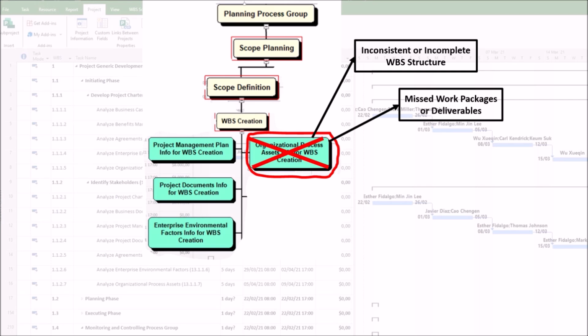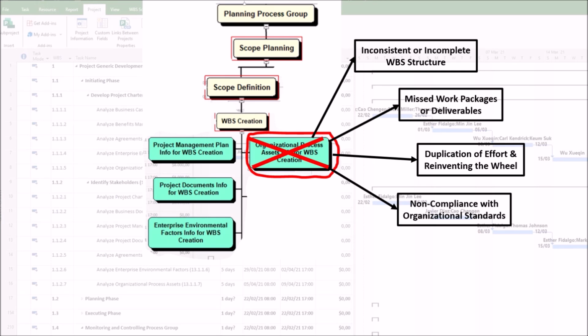2. Missed work packages or deliverables. Ignoring historical WBS examples increases the risk of omitting critical components. As a result, we may have scope gaps, rework, and potential project delays. 3. Duplication of effort and reinventing the wheel. Failing to use lessons learned or best practices means repeating past mistakes, such as improper decomposition levels. As a result, we may have wasted time, higher costs, and avoidable errors. 4. Non-compliance with organizational standards. Overlooking policies or WBS guidelines, such as mandatory control accounts and numbering systems, may lead to non-compliance. As a result, we may have difficulty integrating with earned value management or other tracking systems.